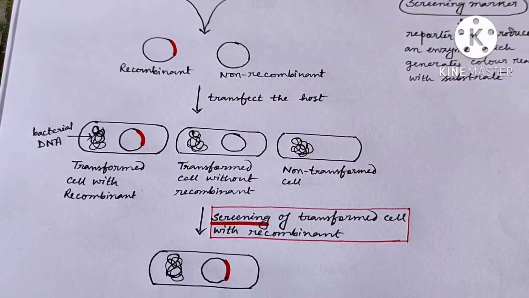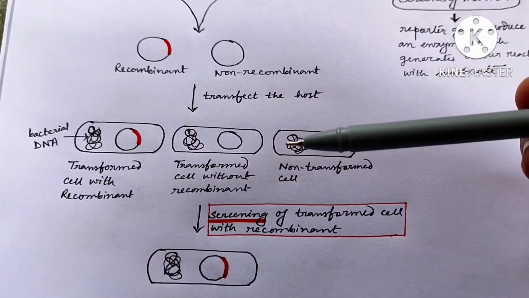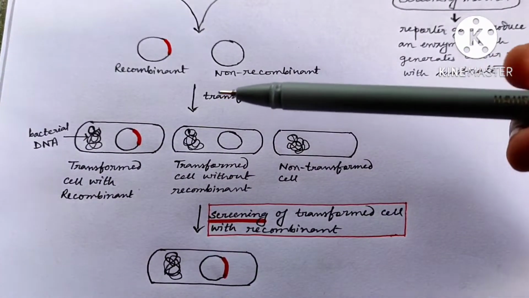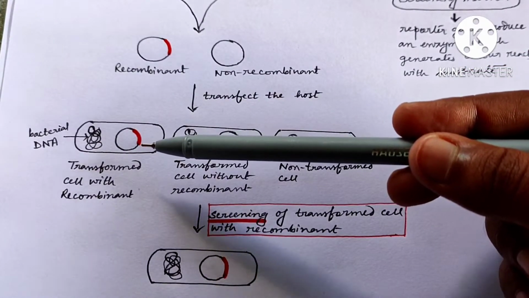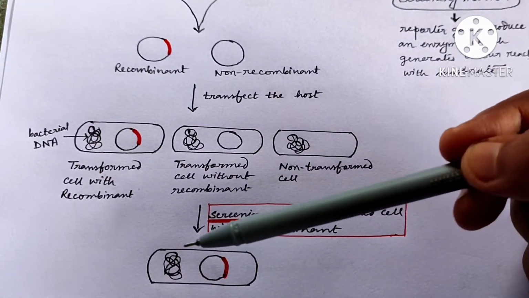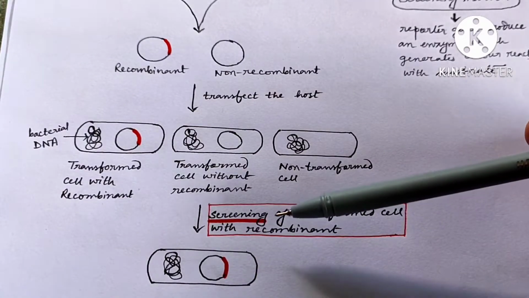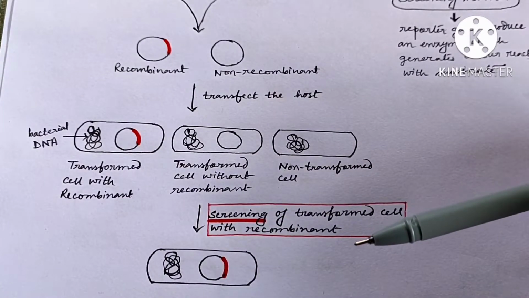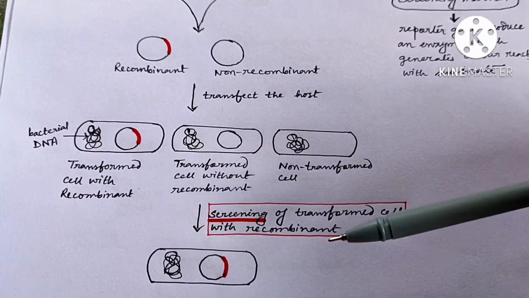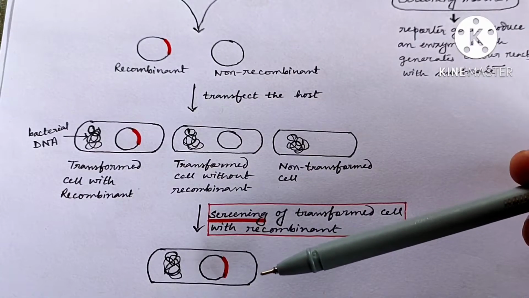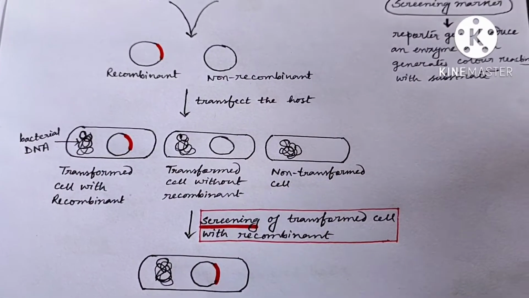So now you need to select which colony in the Petri plate contains the transformed host with the recombinant cloning vector. For this we use some screening or screenable markers that produce visible color, so that we can easily determine which host or which colony has got transformed with the recombinant DNA.